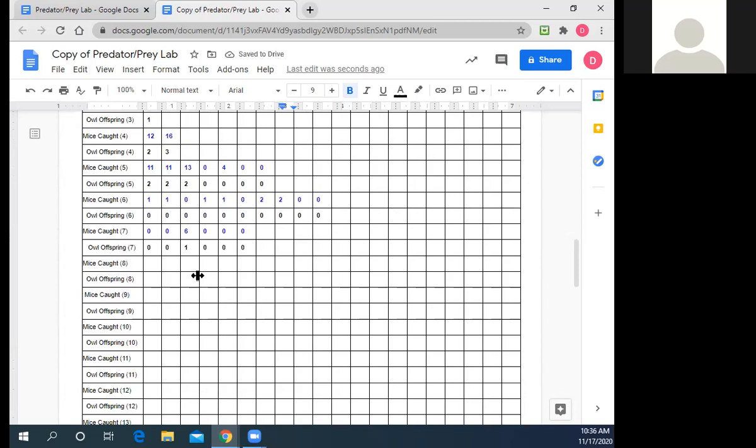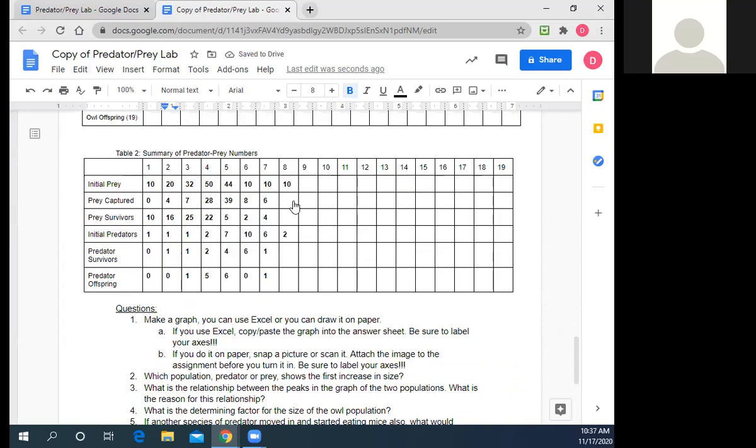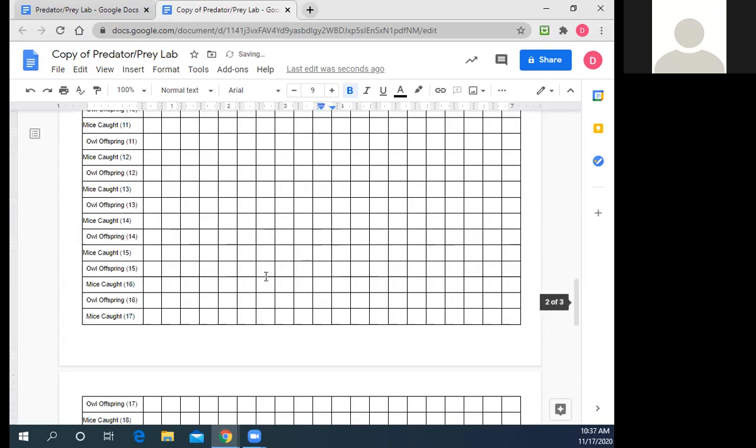So we have 10 mice, 2 owls. Let me get these kind of spread out. So owl number 1, 5. Owl number 2, nothing. Owl 1 has a baby. Owl 2 dies and has nothing. Prey captured is 5. Prey survivors is 5, which means our initial is going to be 10. Prey survivors 1, babies 1, still at 2 owls. Jump up and do 9.